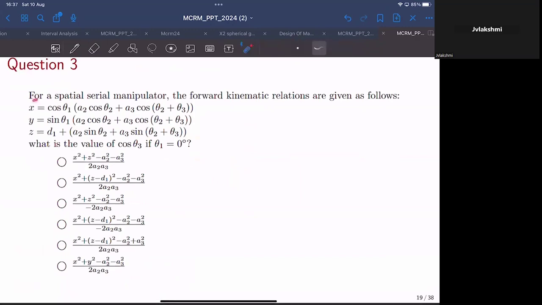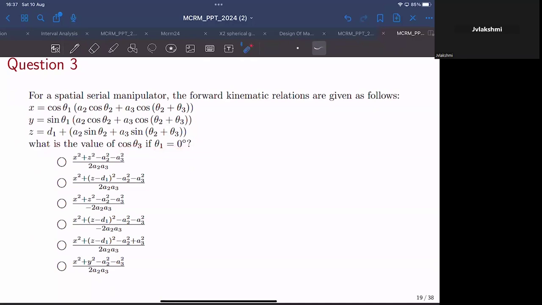For a spatial serial manipulator, the forward kinematic relations are given as follows. So this is the x coordinate, this is the y coordinate, this is the z coordinate. So what's the value of cos theta 3 if theta 1 is 0?